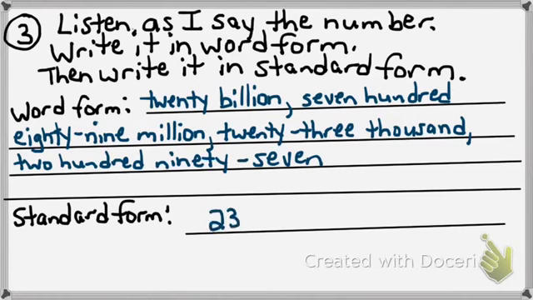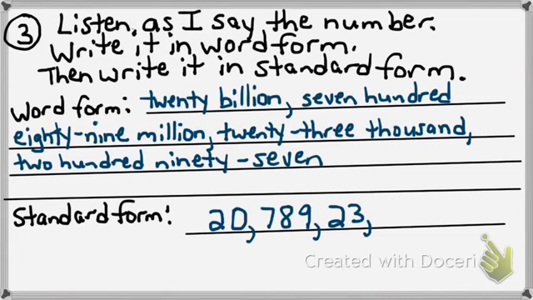So 20 billion, 20, comma for my billion, 789 million, well I know 789 is 789, comma for my million, 23,000, 23 is 23, comma for my thousand. Oops, that doesn't look right. There should be 3 digits in every period, so something's wrong here.